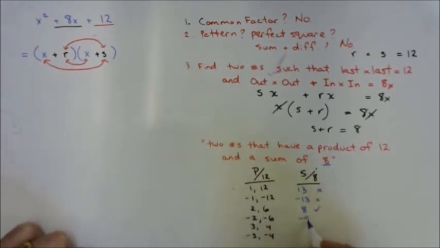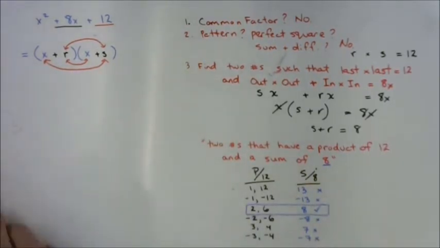Negative 2, negative 6, negative 8. Nope. 3 and 4 is 7. That's close, but nope. Negative 3 and negative 4 is negative 7. Nope. So there's only one possible solution here, and it is the factors of 2 and 6.